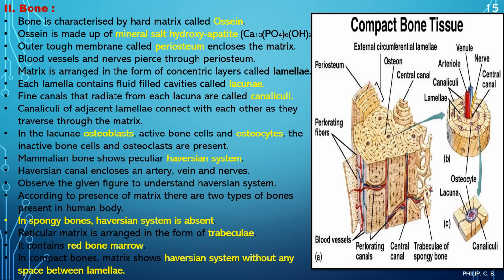Now, the Haversian canal encloses an artery, vein and nerves. Observe the given figure to understand the Haversian system. According to the presence of matrix, there are two types of bones present in the human body. In spongy bones, the Haversian system is absent. The reticular matrix is arranged in the form of trabeculae. So what is that? Called trabeculae. Now in spongy bones this Haversian system is absent.